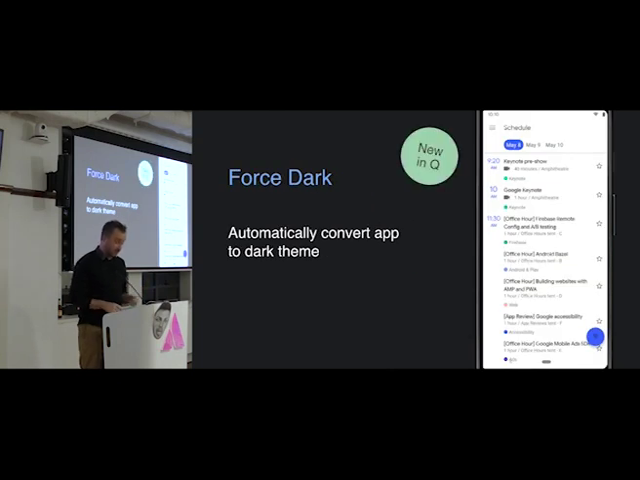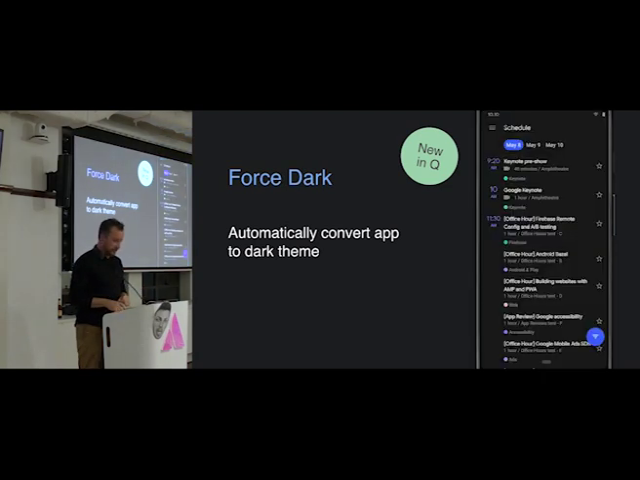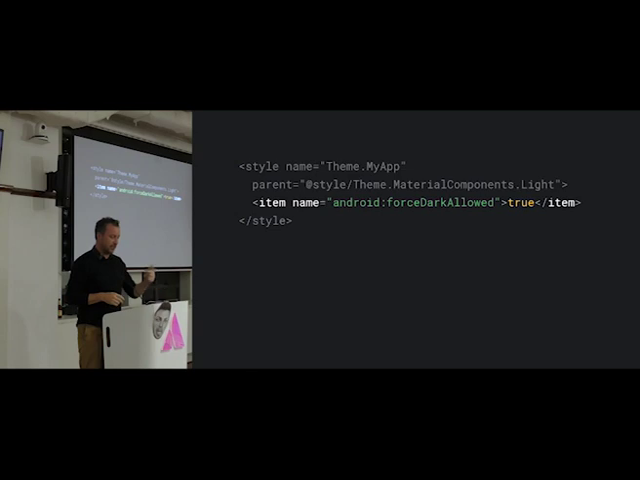So you can force a dark theme inside your app, inside Q. The system will automatically generate an inverse of the app for you. So you can get it for free, but it's not going to be great, but it's going to be free. So you don't have to do too much work. And you can do that by saying force dark theme allowed equals true in your style. So a one-line thing there, and it'll allow your app to be forced into dark mode.